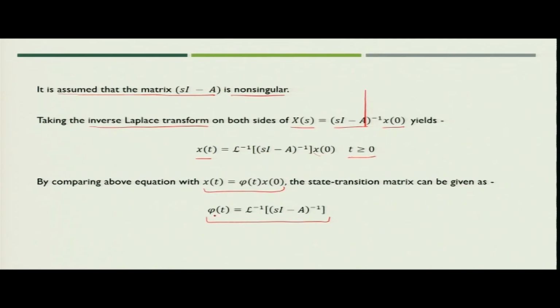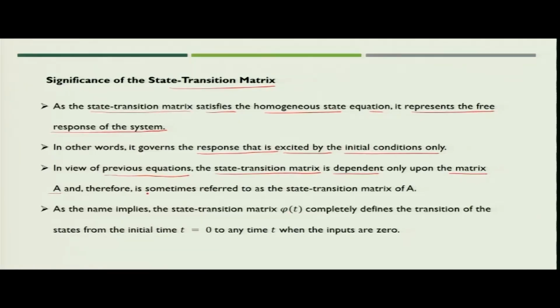So, if you see this, the state transition matrix depends upon the matrix A, that is why sometimes it is referred to as the state transition matrix of A. Now, as the name implies, the state transition matrix completely defines the transition of the state from the initial time t equal to 0 to any time t when the inputs are 0.